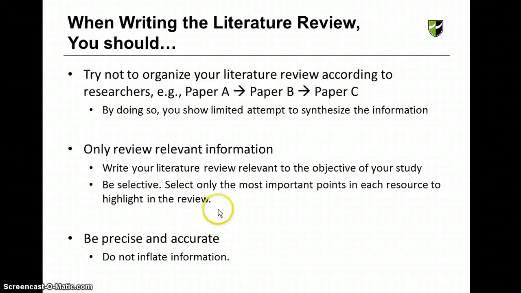In addition, given that you have limited space, please make sure that you review only the relevant information. If you're not very sure how relevant it is, have a discussion with your team members, if not with your supervisor. And seek to be precise and accurate. Don't inflate information. For example, one common problem about writing is we tend to say this proves certain things, but a lot of time we don't prove a lot of things. We support a particular notion.